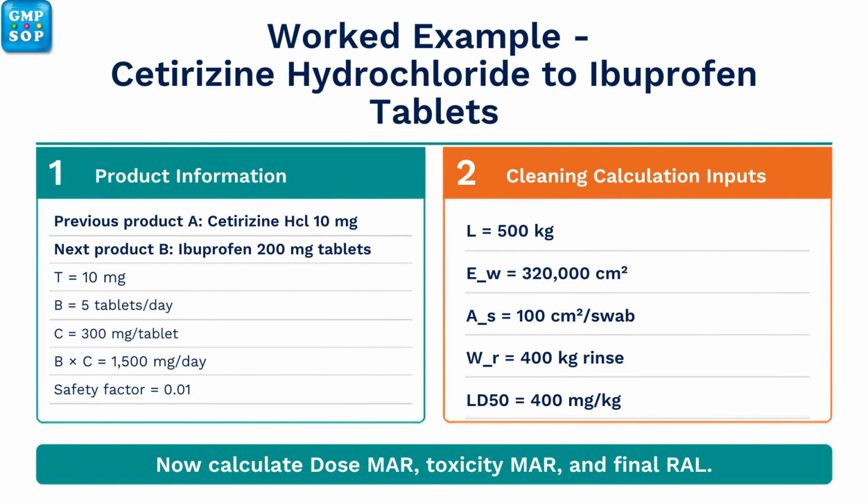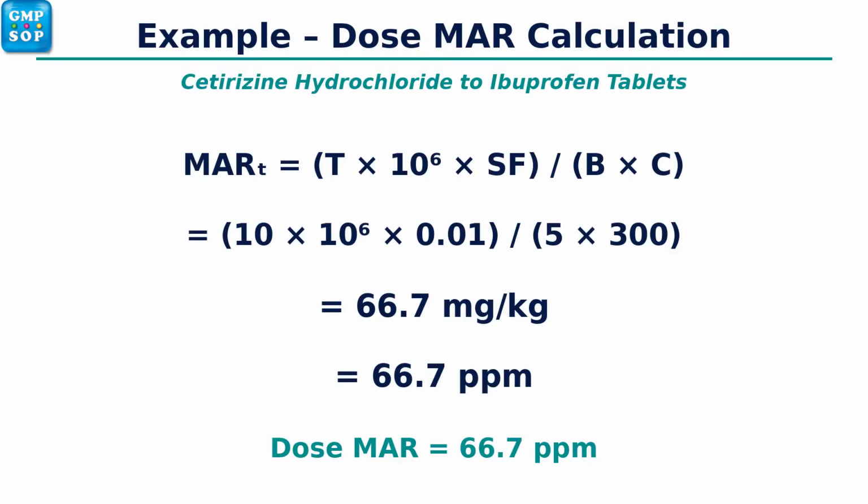The batch size, L, is 500 kilograms. The shared equipment surface area, EW, is 320,000 square centimeters. The swab area, AS, is 100 square centimeters. The rinse quantity, WR, is 400 kilograms. The LD50 used for the example is 400 milligrams per kilogram. Now calculate the dose MAR.